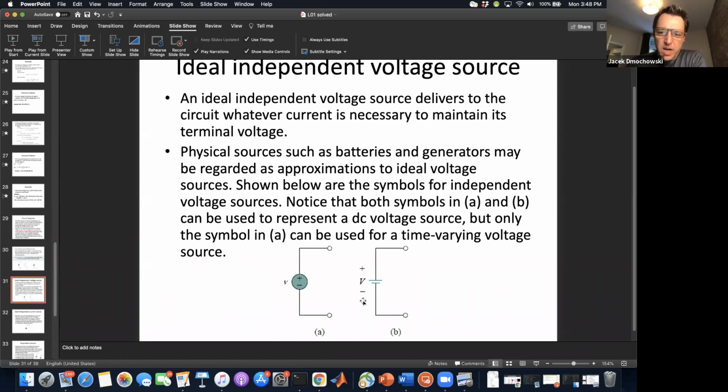Again, no matter what happens in the rest of the circuit, you get V volts, either uppercase V or lowercase v, that is produced across these two terminals. And again, this is a time varying voltage. This is a constant voltage. In other words, this is DC voltage. This is AC voltage.